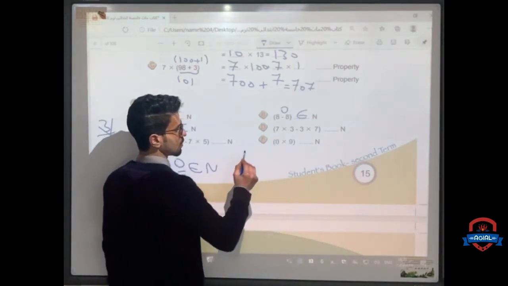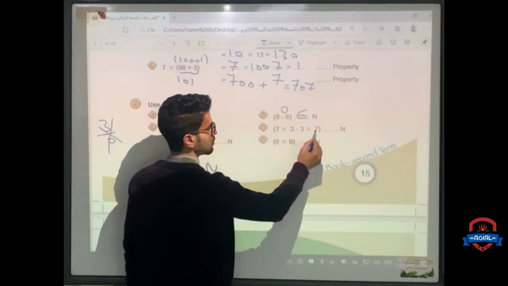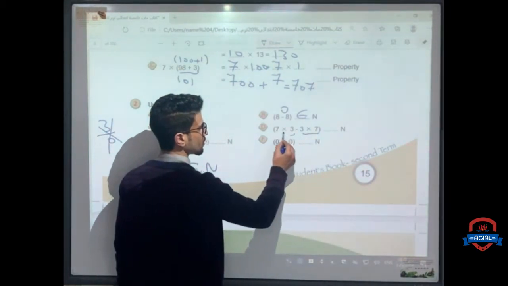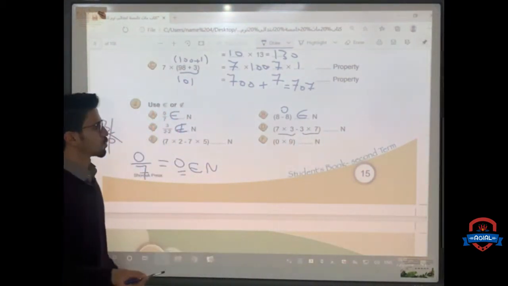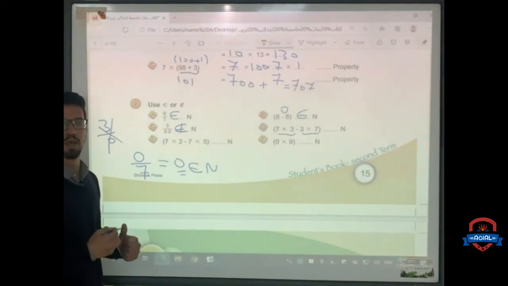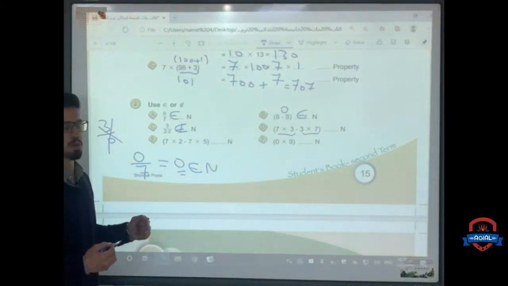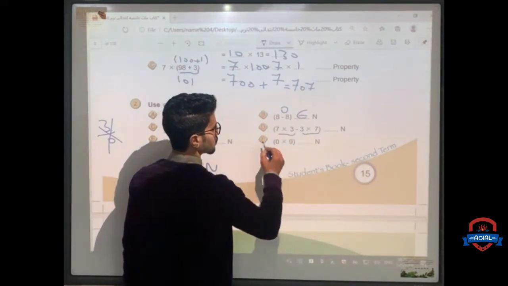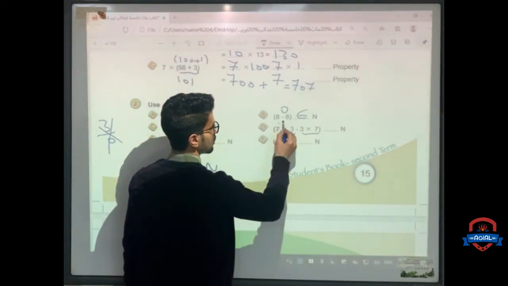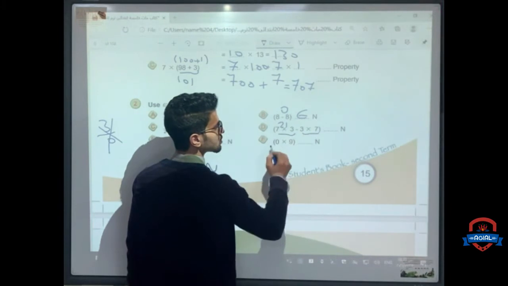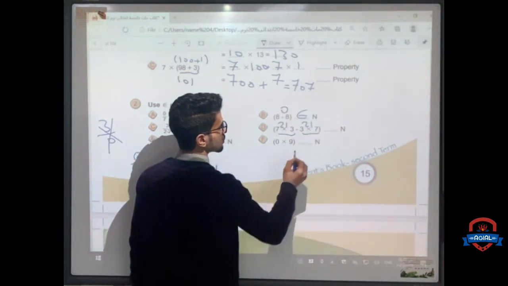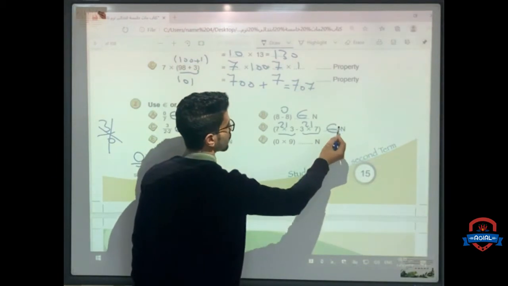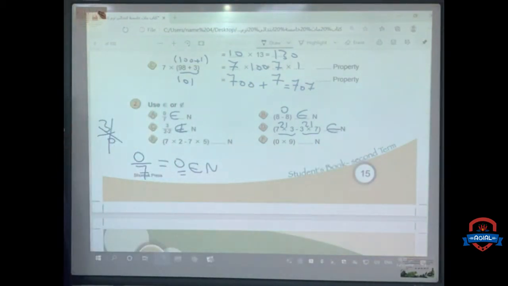And in letter D, we have 7 times 3 minus 3 times 7. 3 times 7 equals 7 times 3. Why? Because we have a property called the commutative property in multiplication. That means that we have the same numbers. So 7 times 3 equals 21 and 3 times 7 equals 21. So 21 minus 21 equals 0, and 0 belongs to the set of natural numbers.